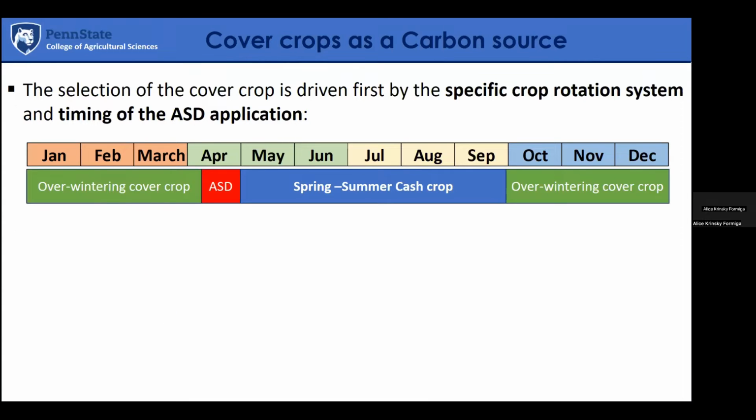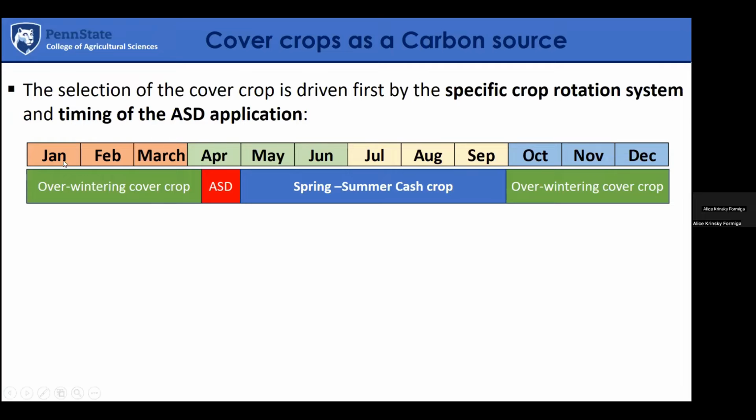Now, when we are trying to select cover crops for the ASD application, as is true generally when we are working with cover crops, the selection of the cover crops is driven first by the specific crop rotation system. And in our case with ASD, by the timing of application of the ASD treatment. And so here I'm reporting just some examples.